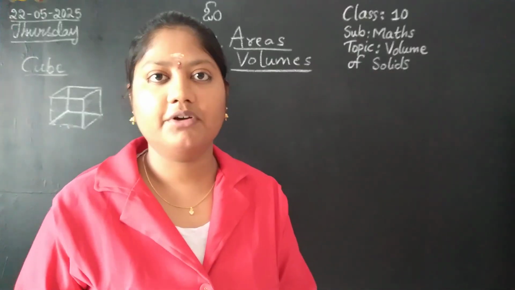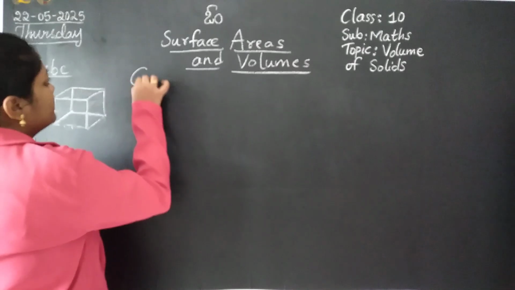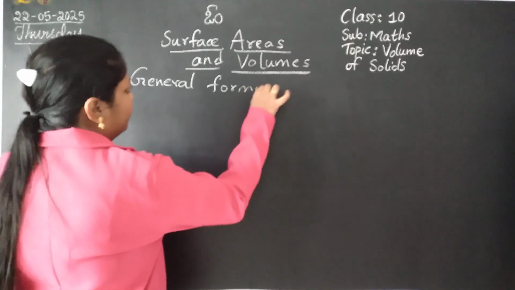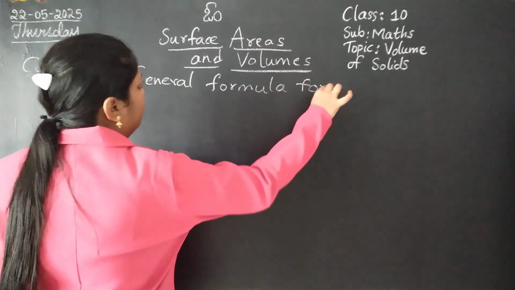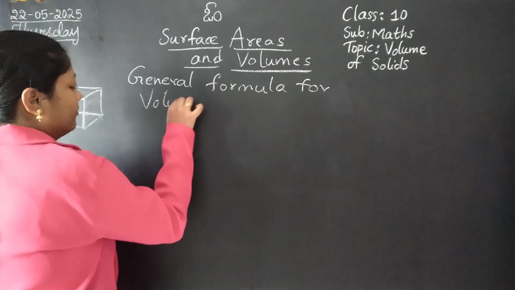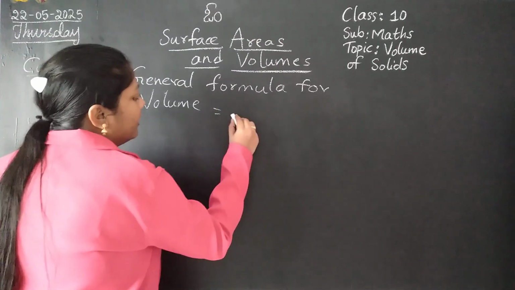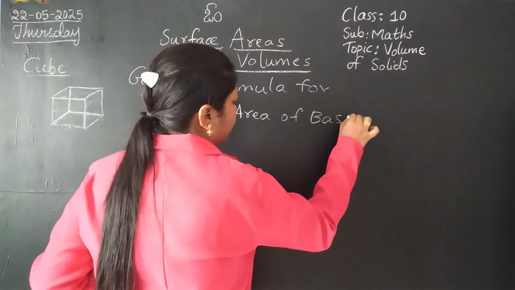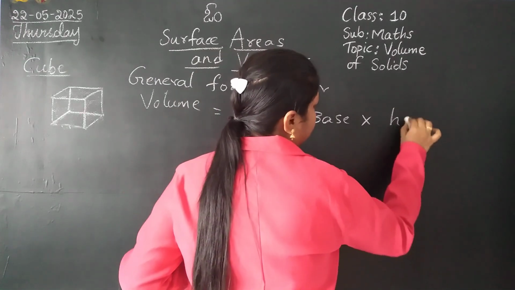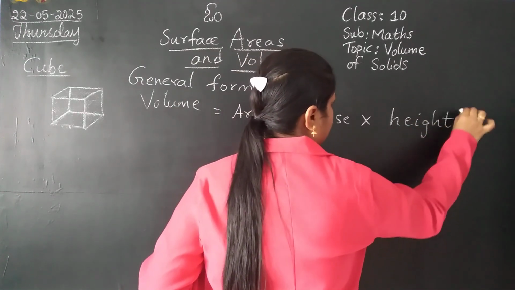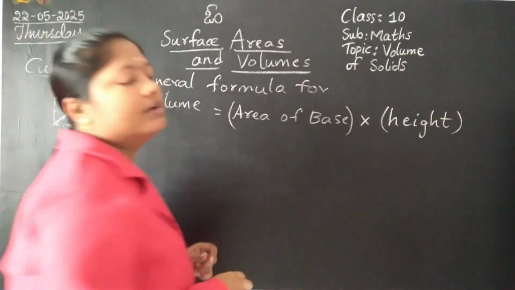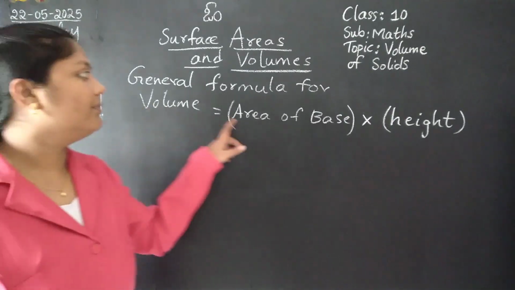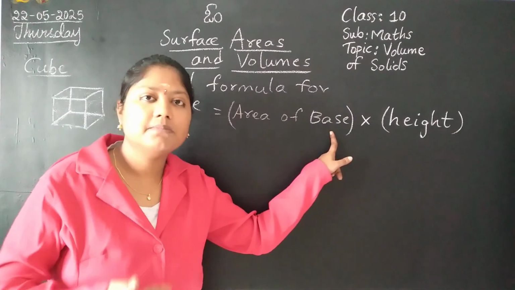So what is the general formula for volume? The general formula for volume is equal to area of base into height. General formula for volume for any solid can be area of base. So what is the base of that solid?